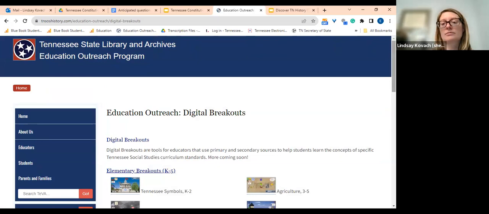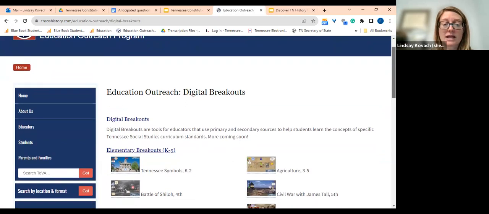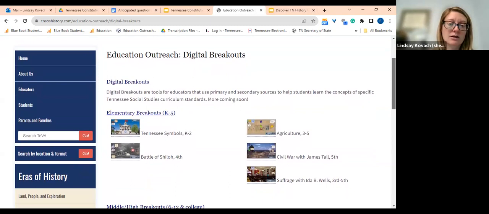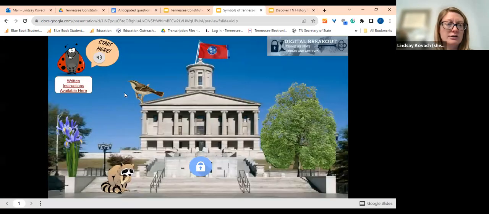Okay, so yes, talking about the digital breakouts that we have just made and the ones that we have made in the past, we do have some elementary breakouts that are K-5. So if you wanted to do a younger version, here's one on our state symbols. And if you click on these, they will talk to you about what they need to do in order to break out. So it's more audio related and picture than word analysis.